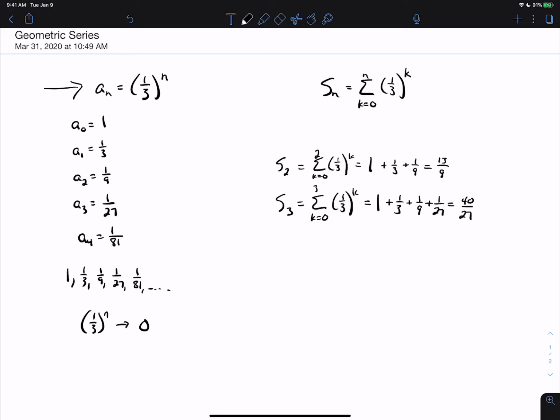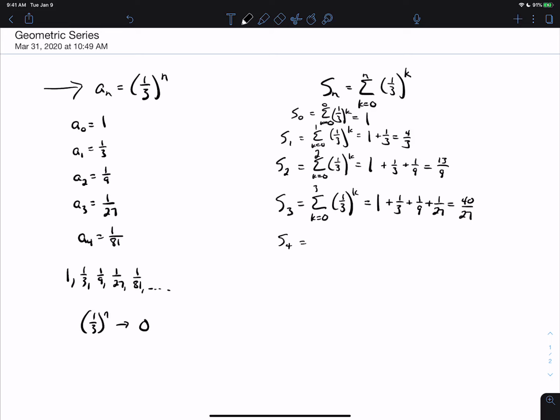We'll go ahead and get S_1. That's the sum k equals 0 to 1 of 1/3 to the k. So if I plug in 0, I get 1. If I plug in 1, I get 1/3, and we get 1 1/3 or 4/3. Go back and get S_0. That's the sum k equals 0 to 0 of 1/3 to the k. And that means we just plug in 0 and stop, so we get 1.